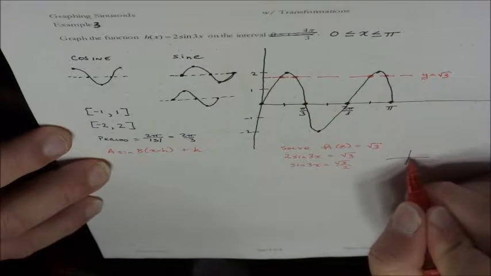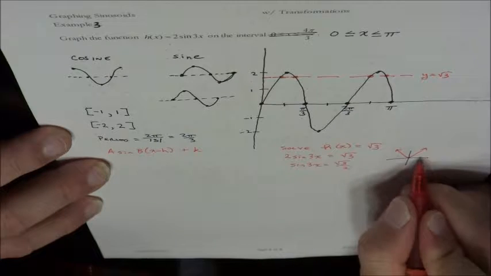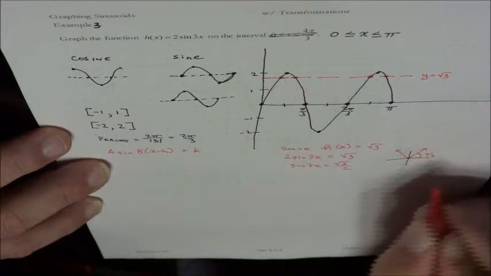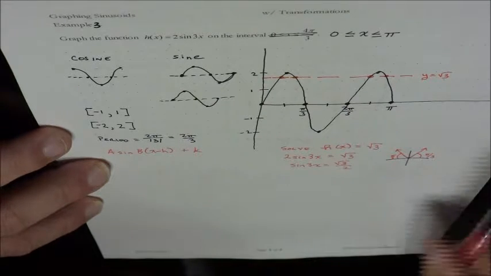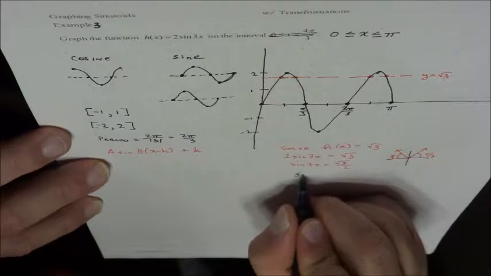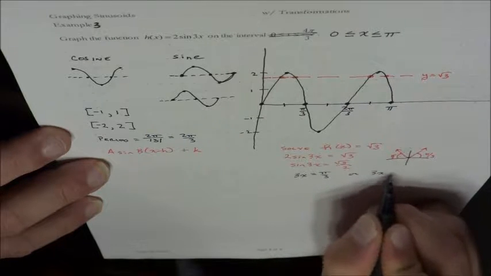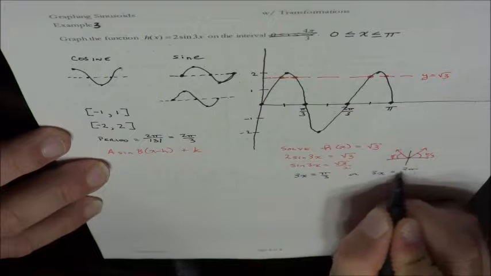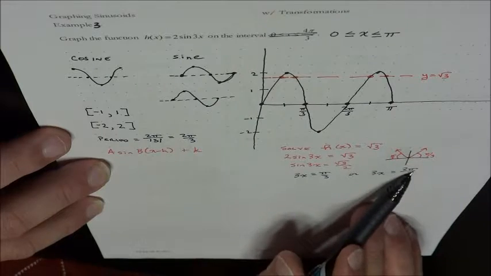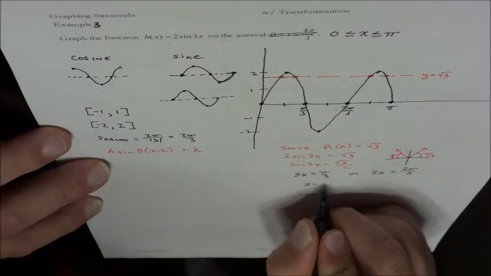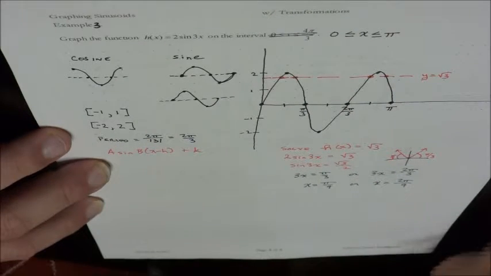Root 3 over 2 for the sine, right, is going to be in the first quadrant and in the second quadrant with the reference angle of pi over 3, right? Which would tell me that my angle, 3x, needs to equal pi over 3, or my angle, 3x, needs to equal 2 pi over 3, right? Because this second quadrant angle with the reference angle of pi over 3 is 2 pi over 3. Solving, x equals pi over 9, or x equals 2 pi over 9.